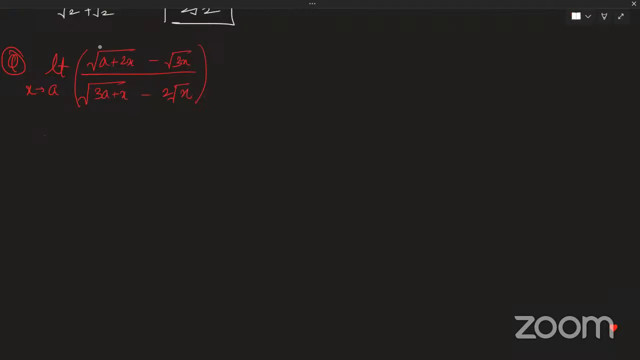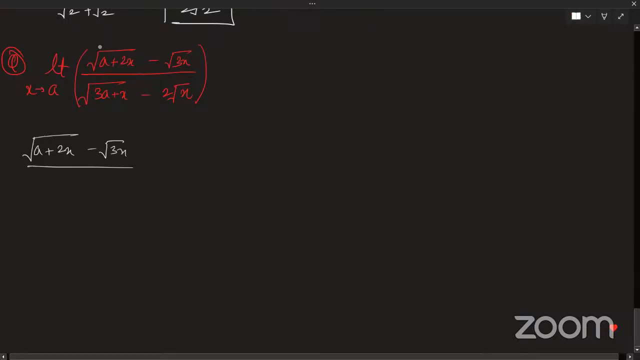Multiply and divide, sir. Okay, so multiply and divide by what? What should I be multiplying and dividing with? The denominator. Okay, so it is square root 3a plus x plus 2 root x. And the same thing in the numerator, right? This whole thing over here, correct? This is what you're trying to say, right?